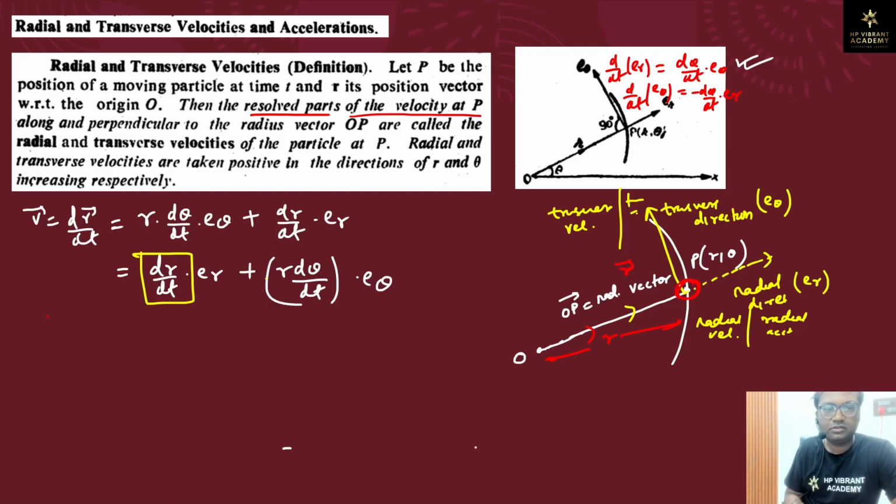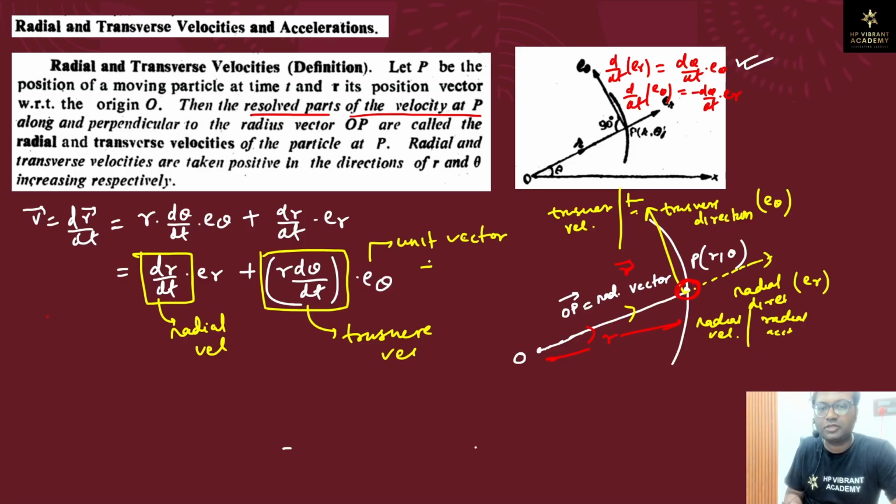Okay, so this is our radial velocity, and r dθ/dt is the transverse velocity. This is the unit vector perpendicular to the radius vector, and this, e_r, is the unit vector along the radius vector. By along the radius vector we mean the radial direction.